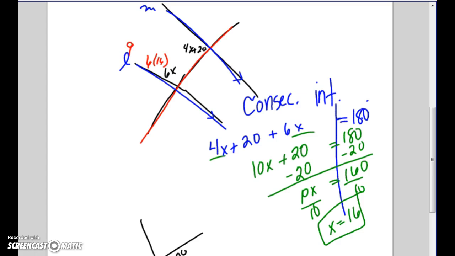And then what's 4 times 16? 64. 64 plus 20 would be 84. What's 84 plus 96? 180. Very good. These two together give me 180. Should they? Do we want them to? Yes, because consecutive interior angles equal 180 degrees.